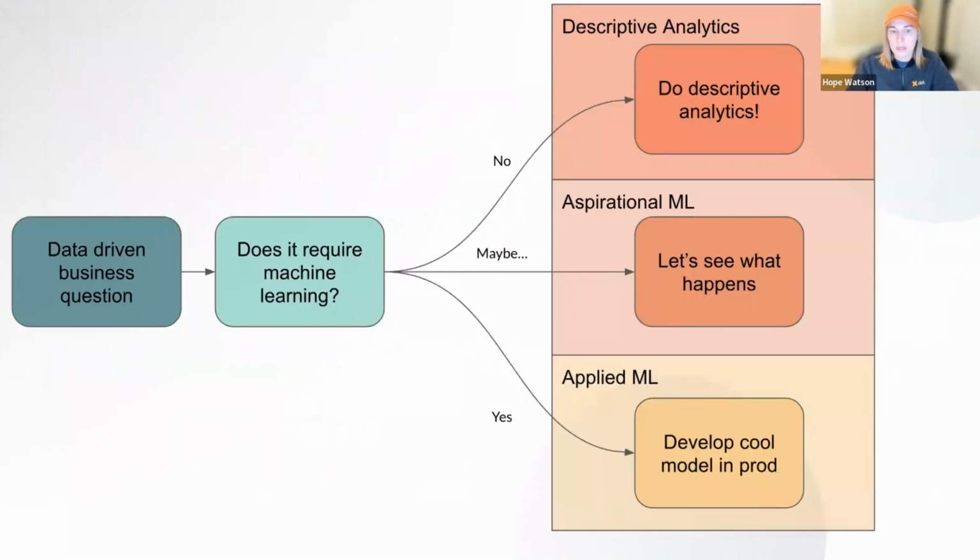And so the use cases that we're going to support today, we're going to start with a data-driven business question. We're going to say, does it require machine learning? No, we're going to use descriptive analytics. It might, so we're thinking about aspirational ML, which does have its place, where it's about moving up the stack and learning more and more skills and seeing what could be useful to our business. And then we have applied ML, which is we've actually been able to deploy the model. So in our tech demo, we're going to walk through each one of these use cases and show how dbt supports all of these.